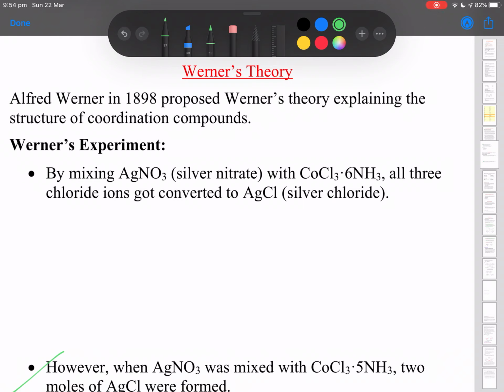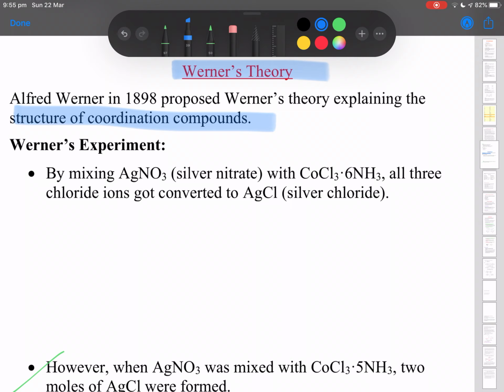Hi everyone. So we are going to go ahead with Werner's theory. That's another important topic in coordination compounds. Werner was a scientist who worked hard to give the structure of the coordination compounds. The structure we have been talking about is the coordination sphere, outside the coordination sphere the counter ions, and within the coordination sphere the placement of metal and the ligands.